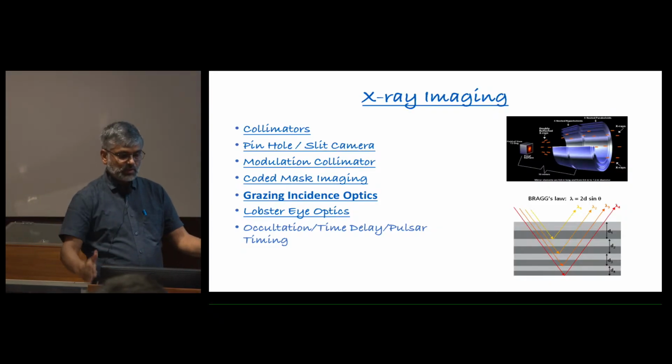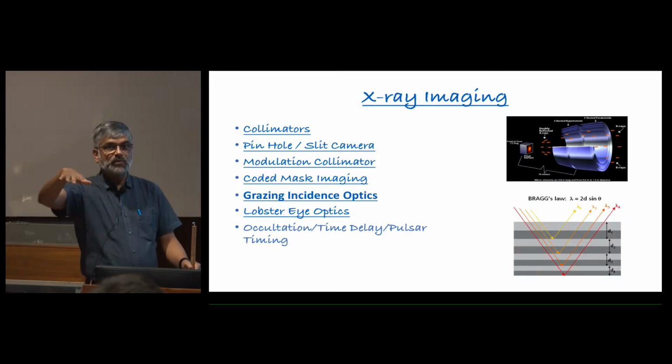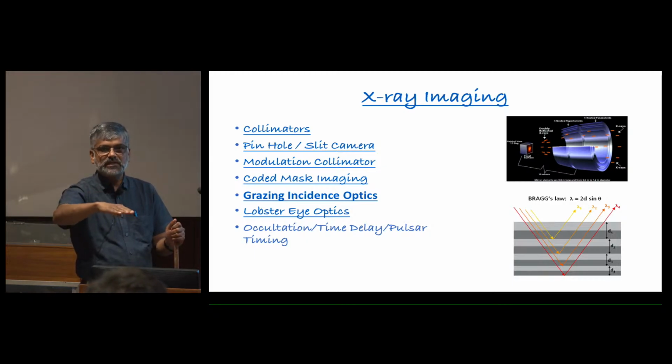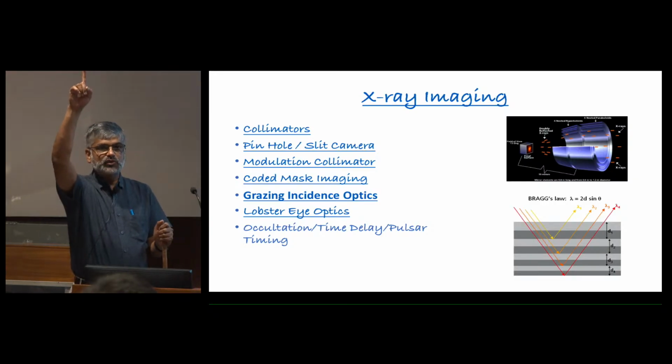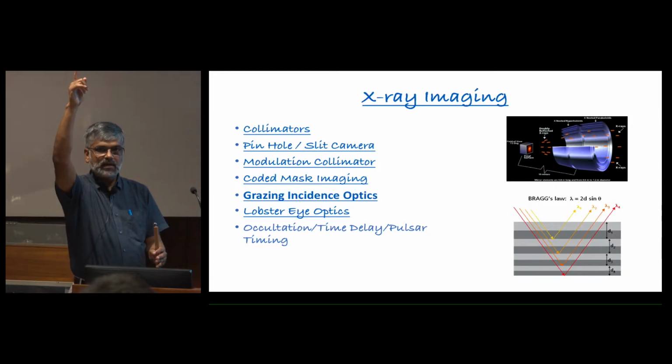Coded mask imaging is where you have a position sensitive detector. At some height above this, you put a coded mask, with a certain pattern of open squares and squares which are masked by some high atomic mass material, so that it blocks the X-rays. Now, if you have one bright source in the sky, you will get a shadow of this mask. It is easy to convert and get the intensity, spectrum and position of that object.